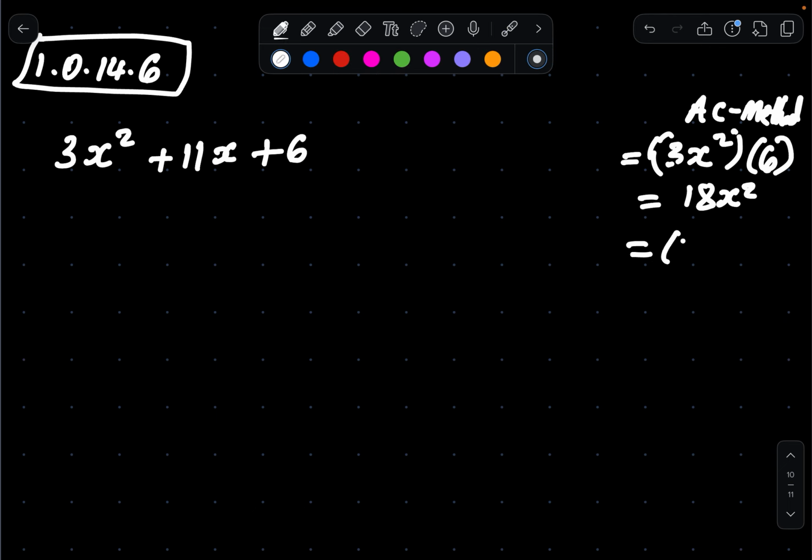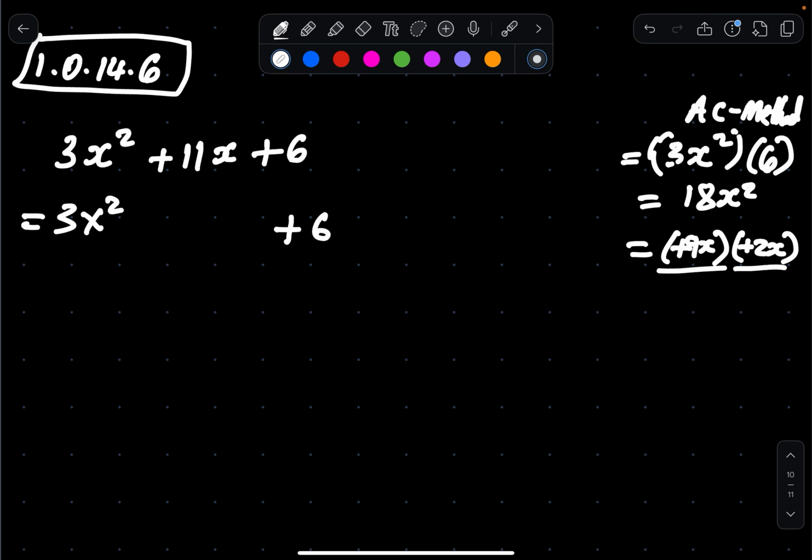So we have positive 9x and also positive 2x. These two terms give you the middle term. Now you take them and you replace the middle term with them. So 3x squared will stay the same, and the plus 6 will stay the same. The middle term will now be plus 9x plus 2x. Someone can say plus 2x plus 9x. The order doesn't matter. Right.